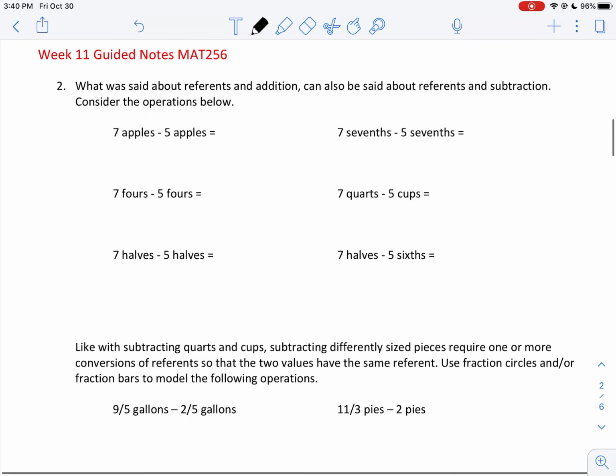All right, subtraction is pretty much the same. What's true about the reference in addition is also true about the reference in subtraction. They got to be the same if you want to subtract. And then the difference, the answer you get, is going to be the same unit.